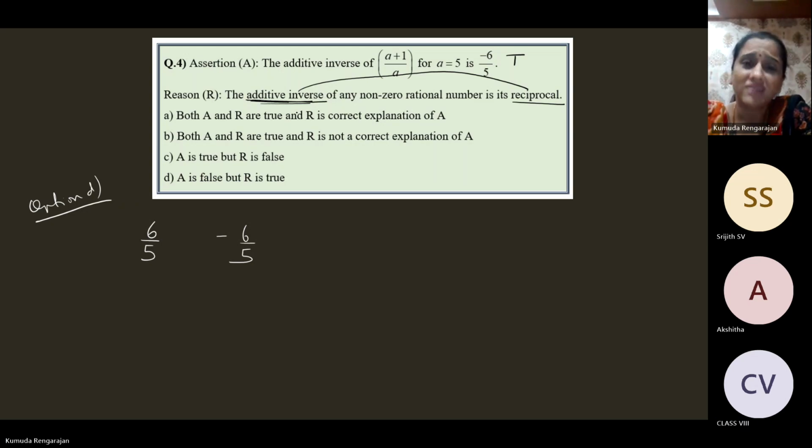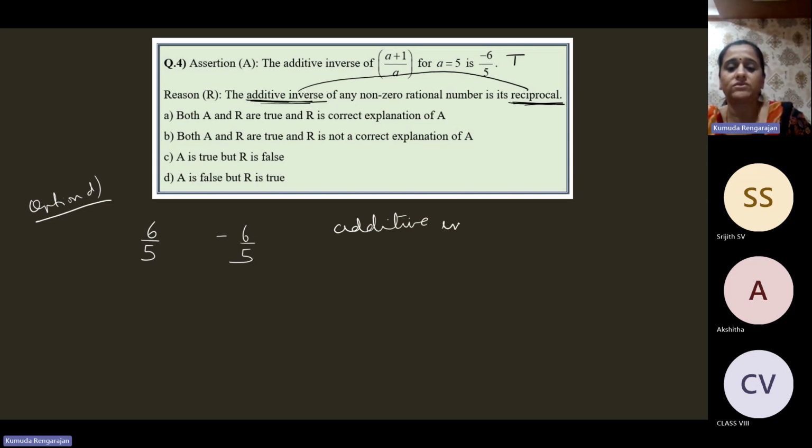Negative of a number. That's what my question was, that simple. The additive inverse of any non-zero rational number is its negative. Additive inverse, negative. What is the other term for reciprocal of a rational number? Additive inverse means negative of a rational number. Then what is reciprocal? Multiplicative inverse, right?